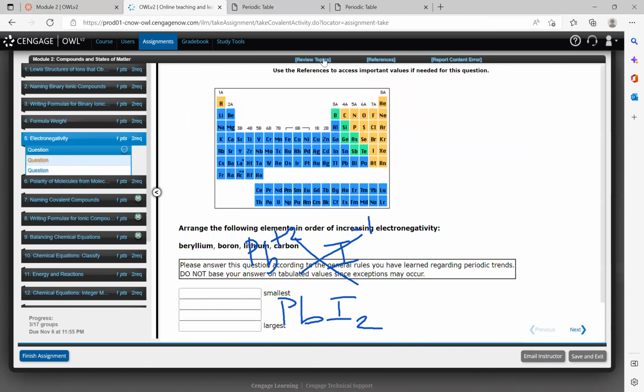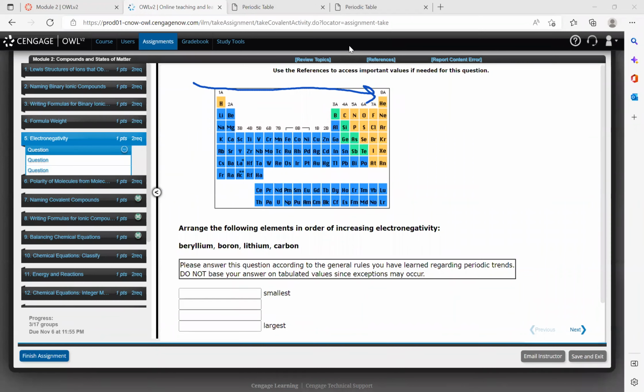All right, next we're going to be dealing with electronegativity. This is the affinity that an atom has for electrons. The trend is that it increases as we go across and decreases as we go down. So fluorine would have the greatest electronegativity and francium would be the least. We want to put them in order of increasing electronegativity, starting with the smallest and working our way up to the most electronegative.